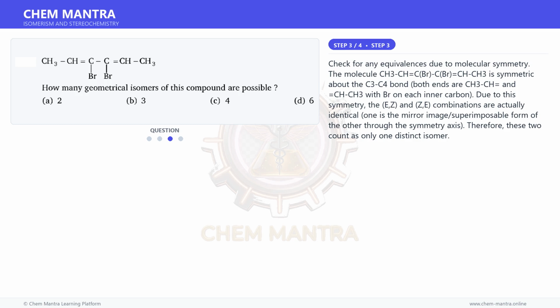Check for any equivalences due to molecular symmetry. The molecule CH3-CH=C(Br)-C(Br)=CH-CH3 is symmetric about the C3-C4 bond. Both ends are CH3-CH=, with Br on each inner carbon. Due to this symmetry, the E,Z and Z,E combinations are actually identical. One is the superimposable mirror image of the other through the symmetry axis. Therefore, these two count as only one distinct isomer.